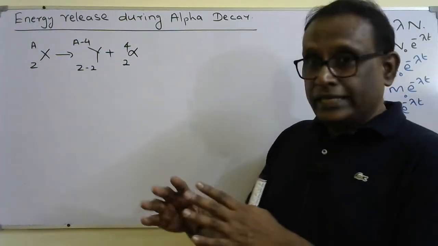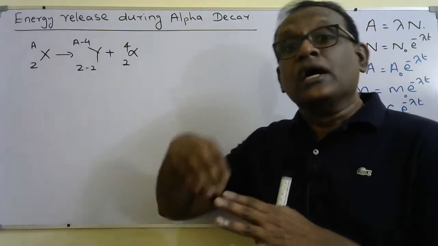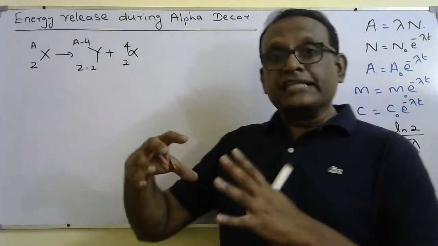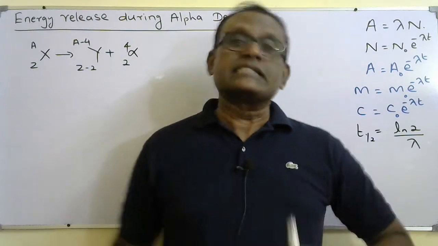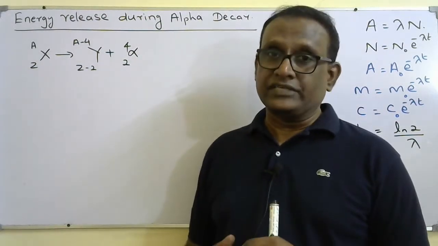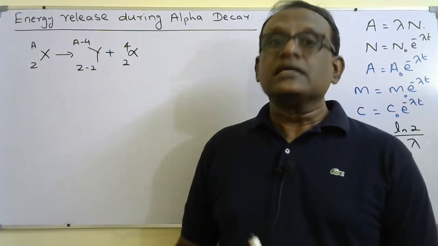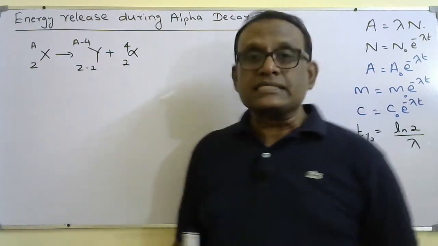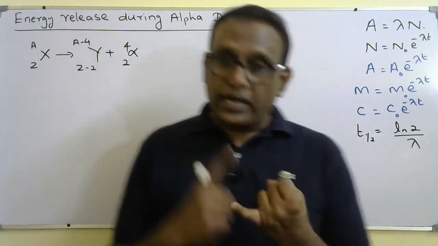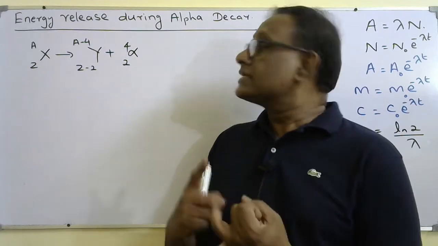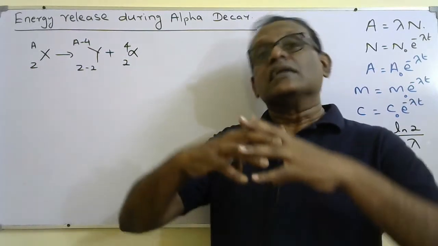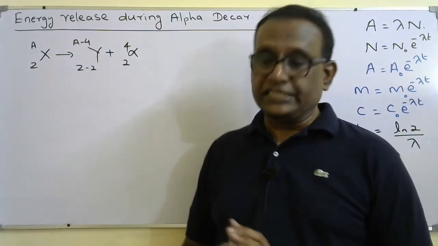So there will be energy release due to the change in configuration of the nucleons, the arrangement inside the nucleus in terms of energy levels. So these are the two reasons for release of energy. First one is mass deficit or mass defect. The second is the change in configuration of the nucleons inside the nucleus.